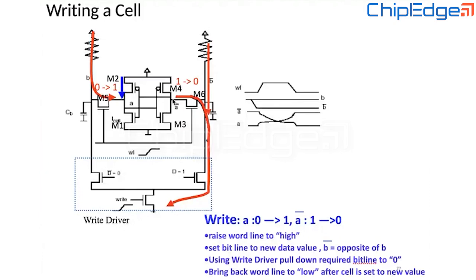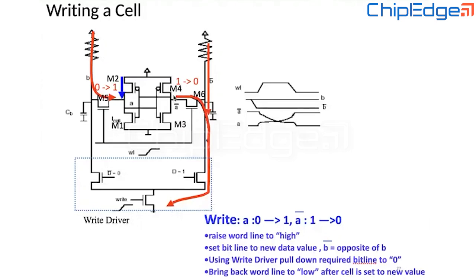When this node starts to discharge, as you can see here, A bar starts to go down. When A bar starts to go down, it is coming here, and this inverter starts to understand that I'm getting 0 as an input. So this PMOS will get on, and it starts to put a 1 on this node. So A, which was actually 0, starts to become 1 when A bar goes down.